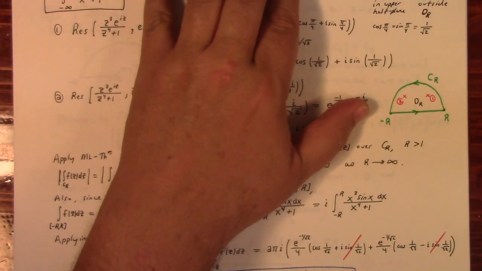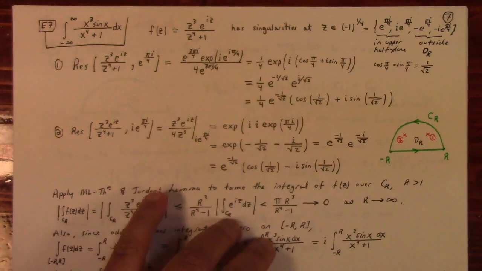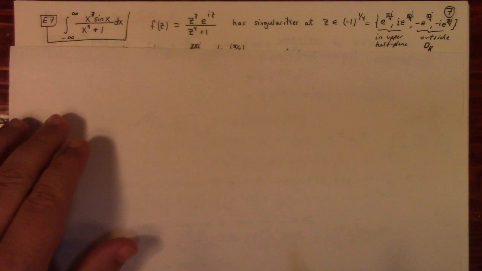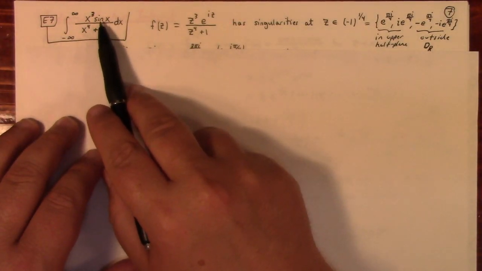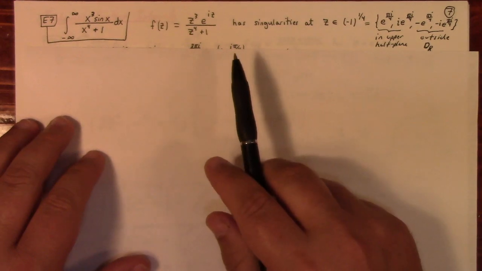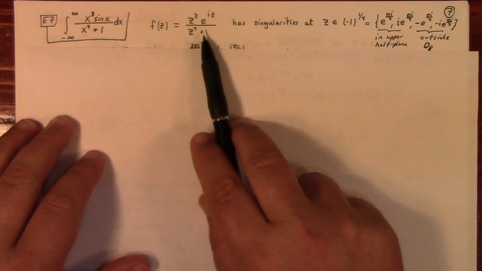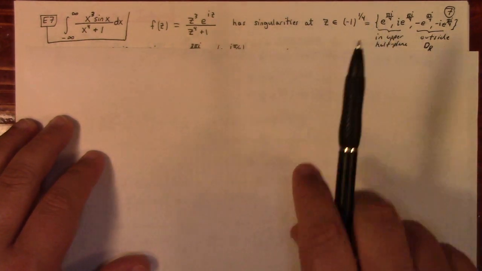In other words, the numerator has degree 1 less than the denominator, and there's a sine. So here, x cubed upstairs, x to the 4th downstairs, but the sine upstairs helps out. So as it turns out, we look at z cubed e to the i z over z to the 4th plus 1. Singularities for this guy are 4th roots of minus 1.